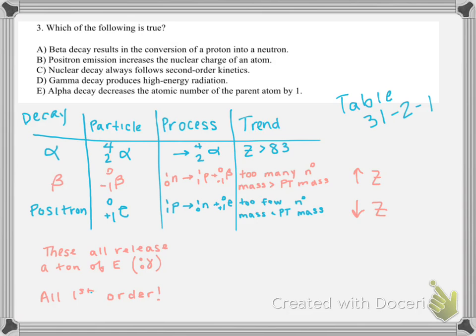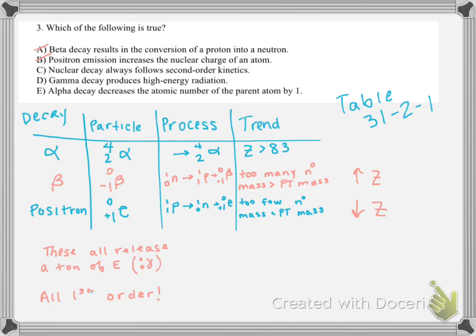So if we go through the options here, the first one says beta decay results in the conversion of a proton into a neutron, and that would be positron emission. So that one's out. For B, positron emission increases the nuclear charge of an atom. That's like the atomic number, and that's not true either, because we're actually getting rid of a proton. So we would be decreasing the nuclear charge. So that's not right.